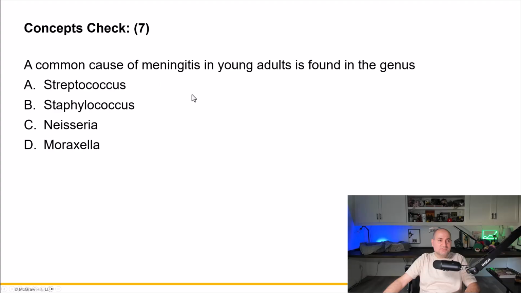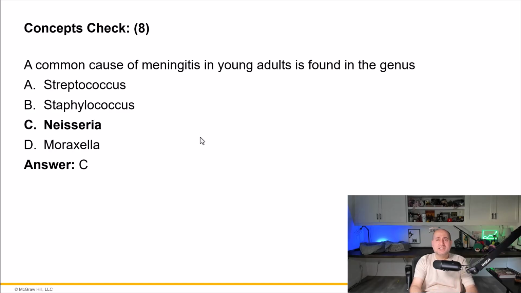So concept check number 7: a common cause of meningitis in young adults is found in the genus, is it Streptococcus, Staphylococcus, Neisseria, or Moraxella? Remember, it's Neisseria. Remember, Neisseria meningitidis. By the way, I just want to make something clear to you guys. Meningitis simply means inflammation of the meninges, the membrane surrounding the brain and the spinal cord. Many different pathogens can cause meningitis. So Neisseria meningitidis is a major cause of meningitis, but it's not the sole cause of meningitis. Just be aware of that.